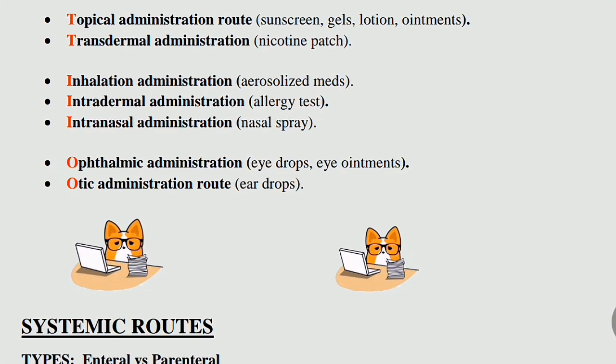And then intranasal administration. So intranasal is directly into the nose, right? That's also local. And then ophthalmic administration, we're referring to administration into the eye. So we have eye drops, eye ointments. Otic administration, this is referring to the administration route directed towards the ears. So we have ear drops here.